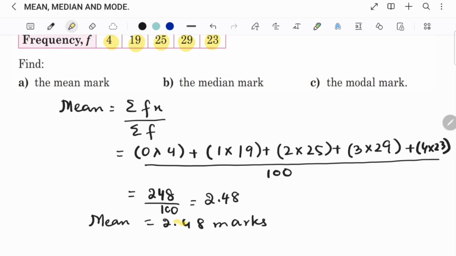I hope you understood. For every question in which you have a table, you will solve the question like this. Now we are coming to the median. Median means the center number. Okay, so I'll use the table now.